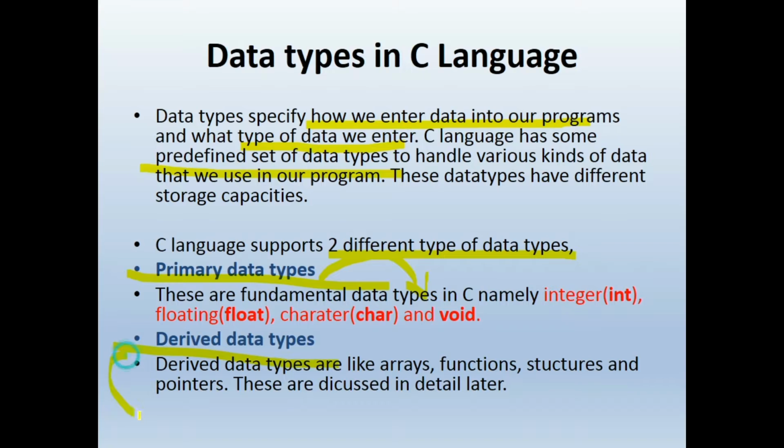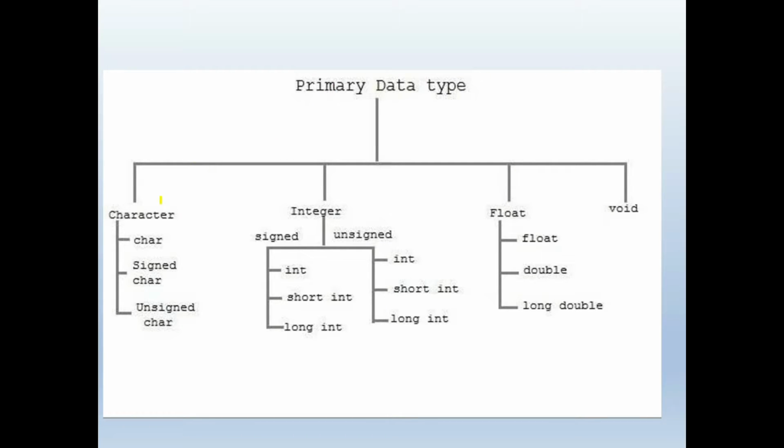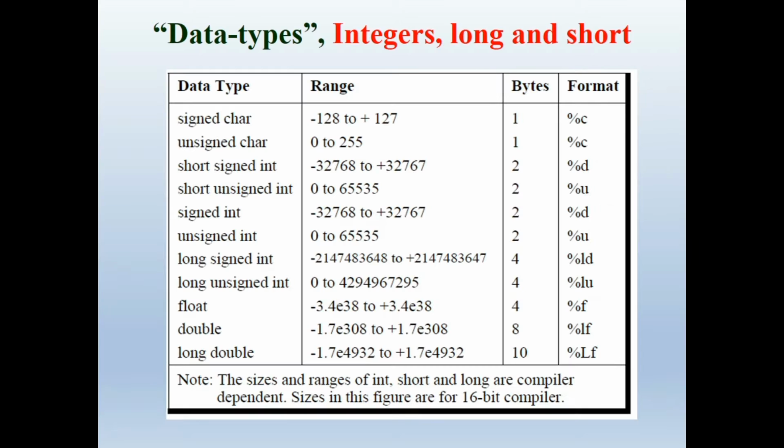And derived data types are the data types that use a collection of primary data types, or the concept of primary data types, to make a new data type. So these are arrays, functions, structures, pointers, and these are discussed later. So primary data types are character, integer, float, and void. Character can be written as char, signed char, unsigned char, signed int, unsigned int, and short int, long int. Float can be written as float, double, long double, and void.